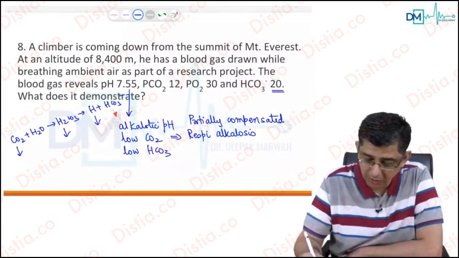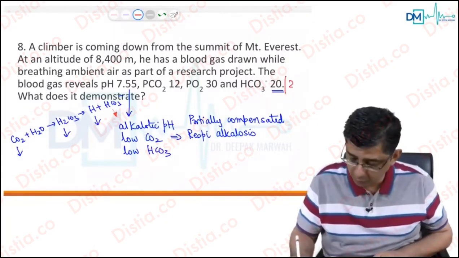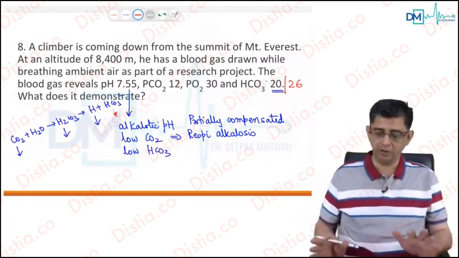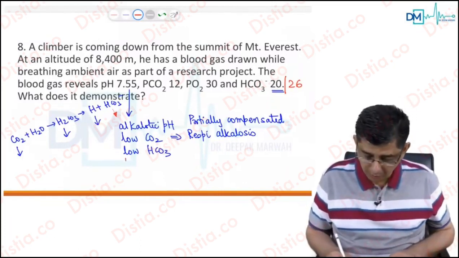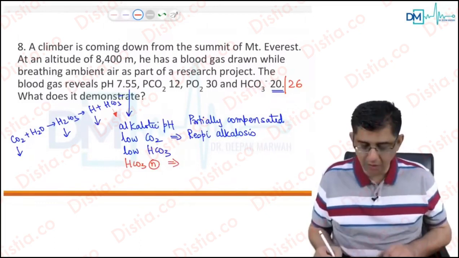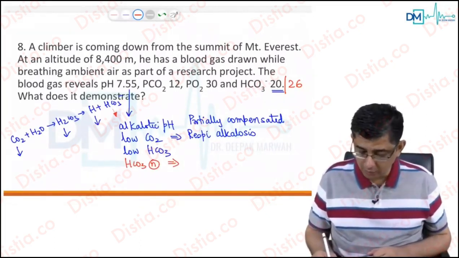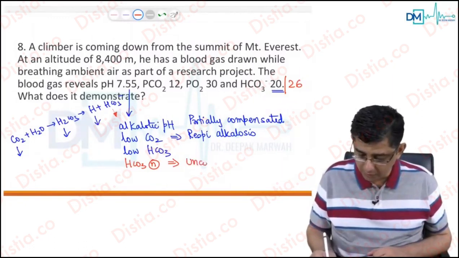Suppose in this question, I'll just change the ink and say that the value of bicarbonate was given to be 26. Same MCQ, everything same. And in the question, the bicarbonate value of this patient would be normal. That means that the kidneys have not been able to remove the bicarbonate from the system. Then the answer would have been uncompensated respiratory alkalosis.